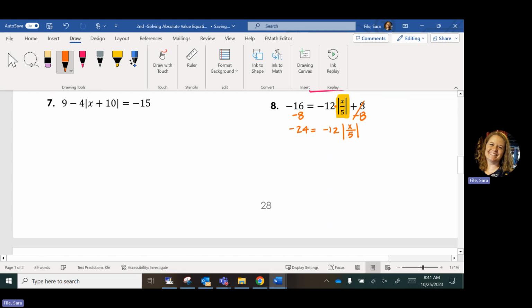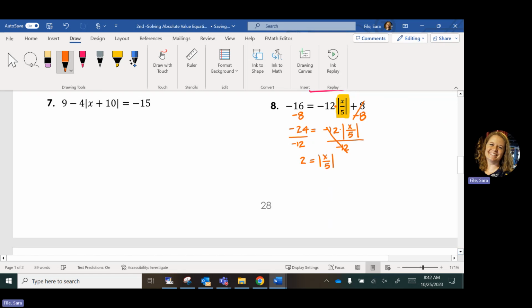Equals -12 times the absolute value of x over 5. Okay, now how am I going to get rid of that -12? Yeah, we said that that's being multiplied, so the opposite is to divide. So I'm going to divide by -12. What I do to one side, I do to the other. So a negative divided by a negative is a positive, so that's going to be +2 equals the absolute value of x over 5.